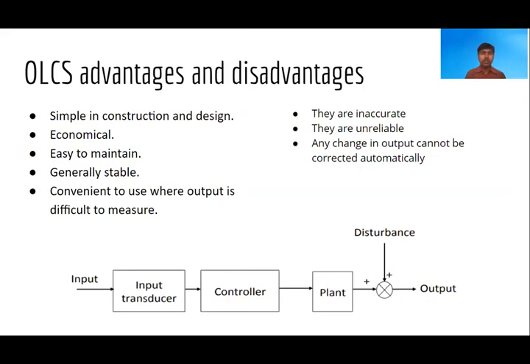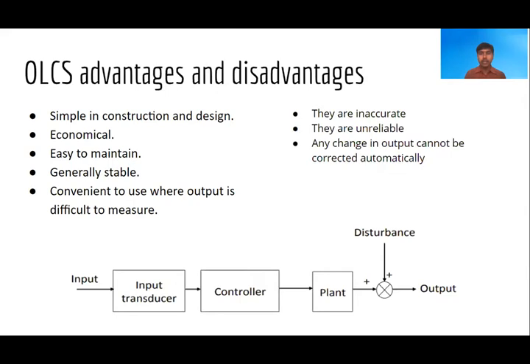And also, it is unreliable. That means the output is not the same under all conditions, and there is no control action on the output quantity. It always doesn't give the same output for the same input under different conditions. So due to the external disturbance variations, the output will not be reliable.